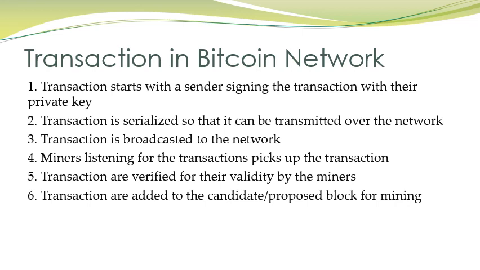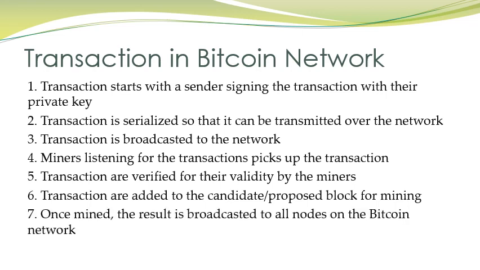This is similar to any transaction processed in a blockchain network. We have studied this in the previous session also. Once the transaction is mined, validated and verified, the results are broadcast to all the nodes on the Bitcoin network. So every node will update its copy of the ledger. Every node has a copy of the ledger, a copy of the blockchain, and that blockchain is updated after the transaction is finalized, after the transaction is committed.